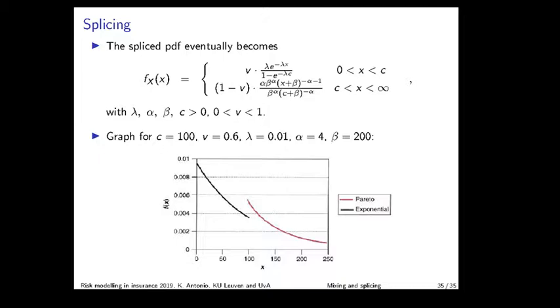So you see here at the bottom of the sheet a particular example of this spliced distribution with an exponential for the body of the losses and a Pareto for the tail of the losses. This example is obtained by plugging in certain values for c, for the weight, for lambda, for the parameters alpha and beta in the Pareto distribution. And you indeed see here that the resulting PDF is not continuous in point c that equals 100 over here. So this concludes the video on constructing flexible loss distributions through mixing and splicing.